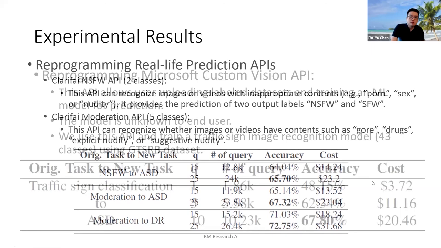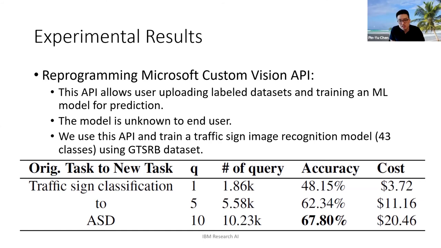And similarly, we also tried this AutoAI function for the Microsoft Custom Vision API. So you basically upload data and then the API will train the model for you, but it will not tell you what the model is. And then we can still reprogram the API and make it solve the autism spectrum disorder problem with just $20.